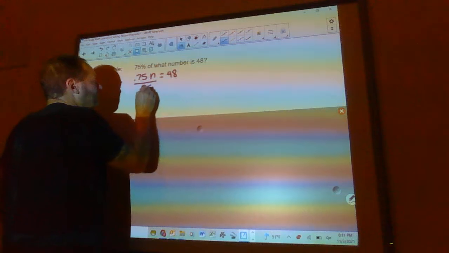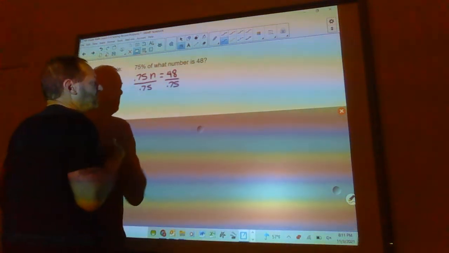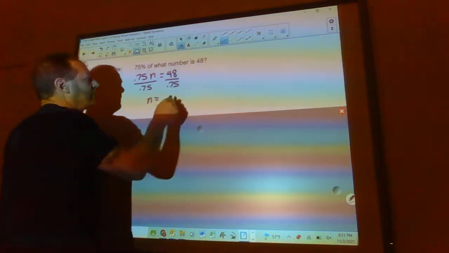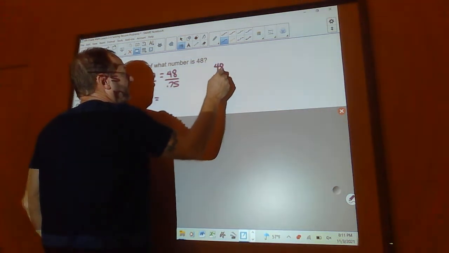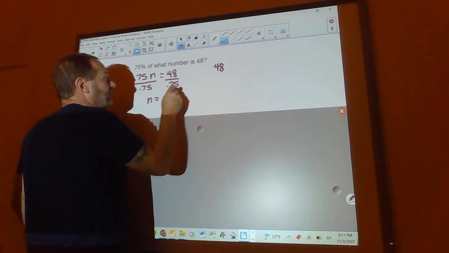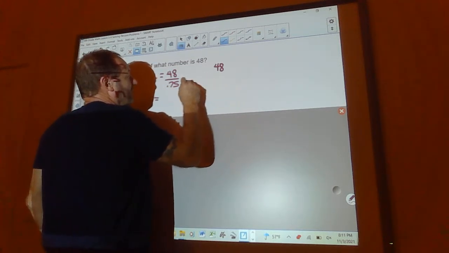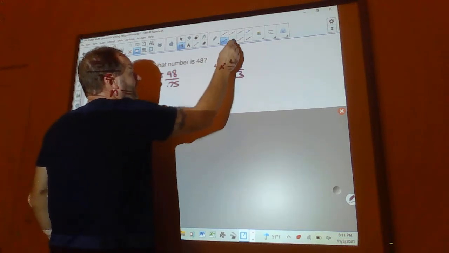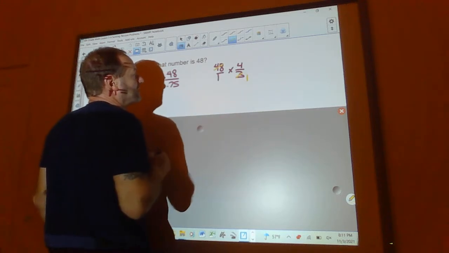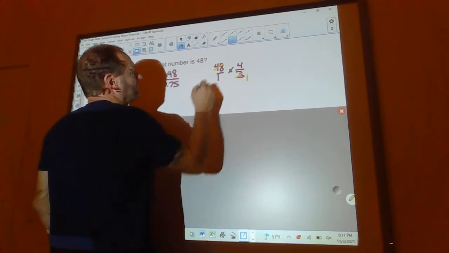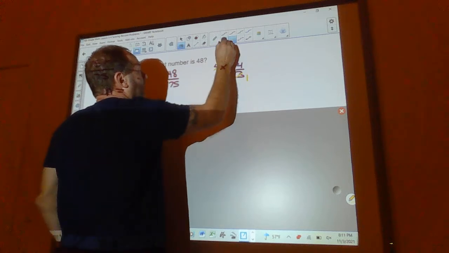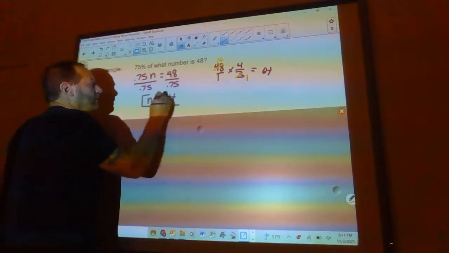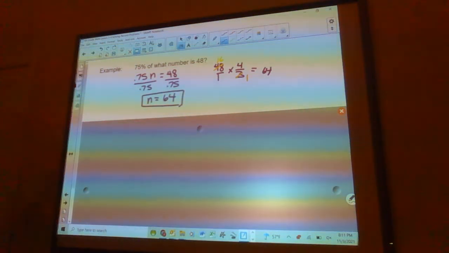Okay, so we're going to go ahead and divide both sides by 0.75, and I really wish I had my calculator right now. Let's see. I'm gonna do this a little differently because I know that 0.75 is 3/4. So if I divide by 3/4, that's the same as multiplying by 4/3, right? And I know that 3 will go into 48 16 times. So 16 times 4 is 64. So n is 64. Done.